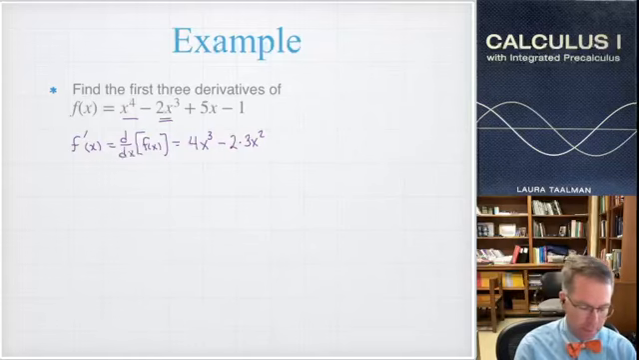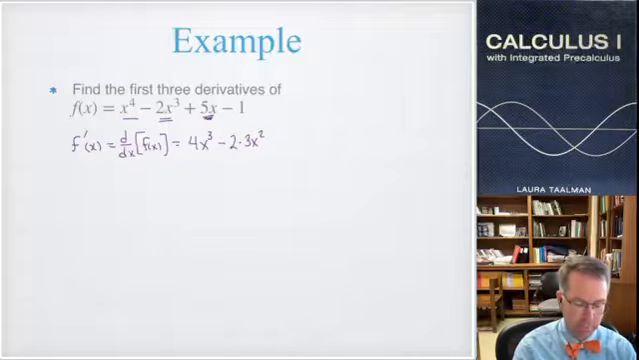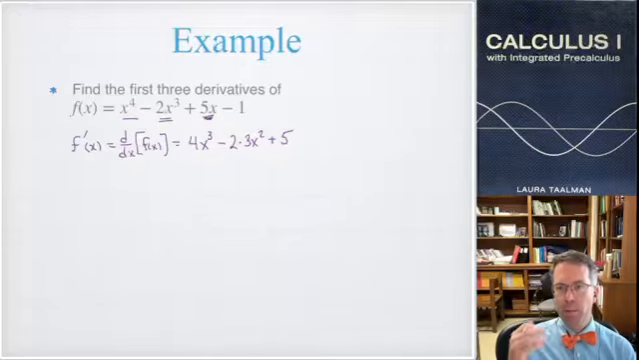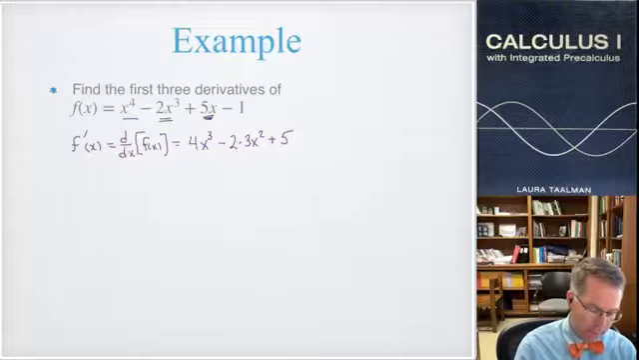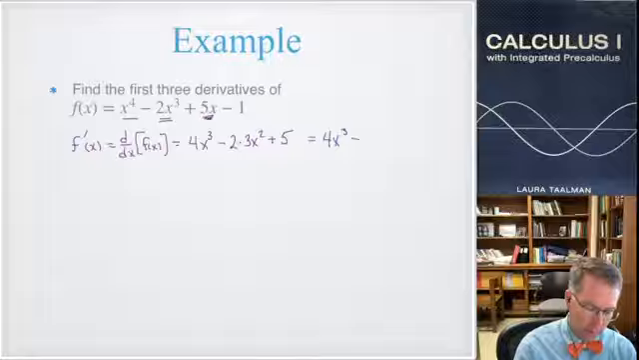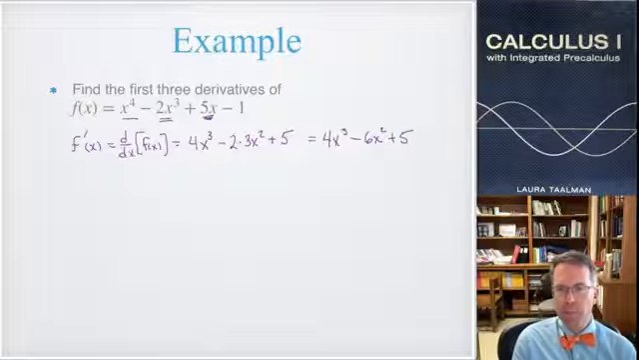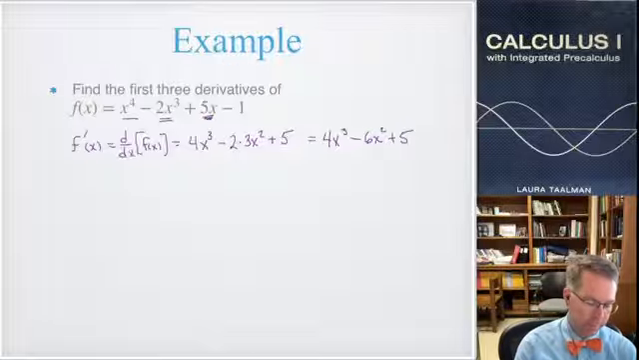And then I get to the next term, 5x, that's linear. Its derivative is 5. And minus 1 has a derivative of 0. A derivative of a constant is 0. So my first derivative is 4x cubed minus 6x squared plus 5. And that's a new function. It's a polynomial. I can take a derivative of a polynomial.